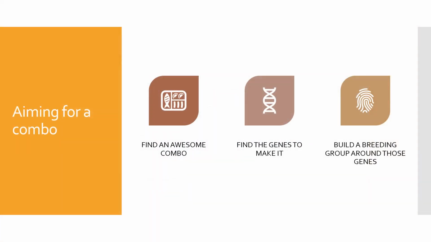Okay, so that's another way of working out how to find the best ball python for you, how to find which genes you want to work with. Start off with a combo, break it down into the individual genes, and then you can find the genes that are available within your budget and your area. For me, that's basically how I got started.